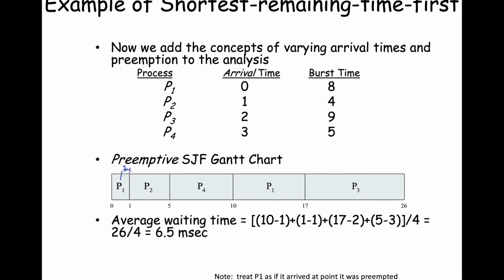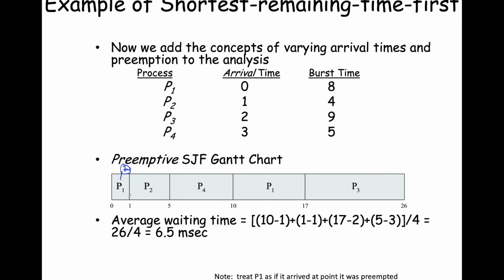milliseconds left. Now, when process P2 arrives at time 1 millisecond, process P2 has a burst time of 4. So now you have P1 in the ready queue that needs 7 milliseconds time remaining, and process P2 runs in 4 milliseconds. So which one is smaller? Well, process P2, because of the shortest remaining time. So that's going to be what's selected first.